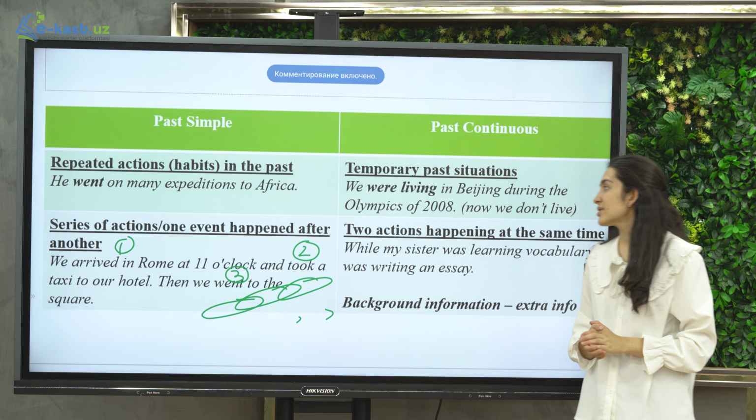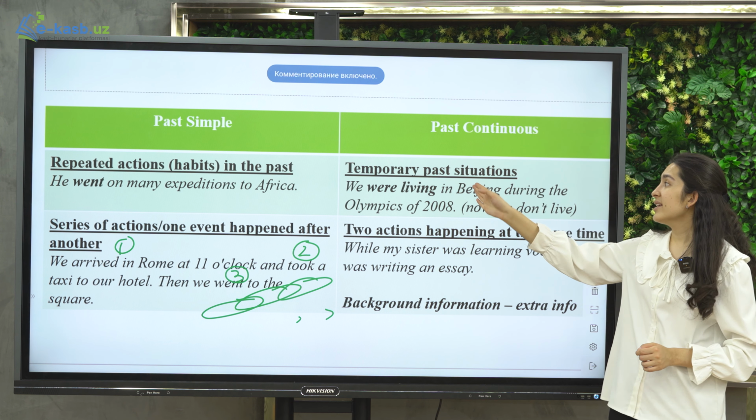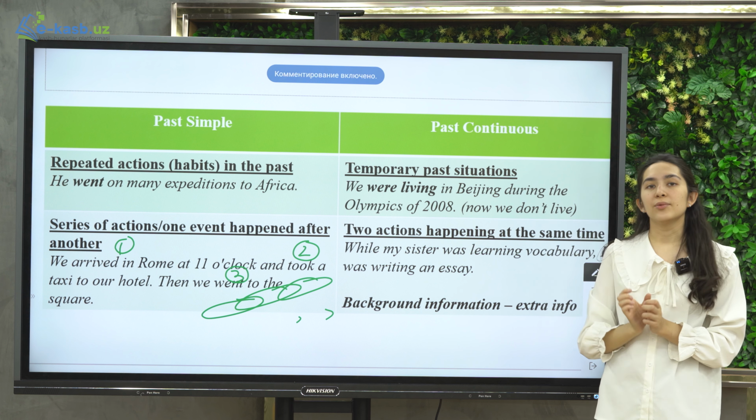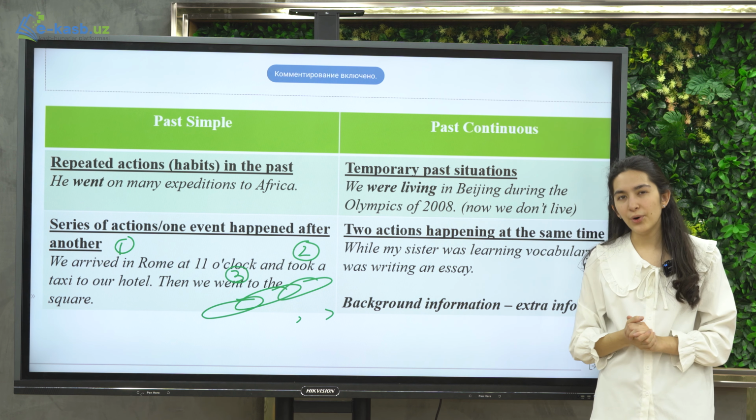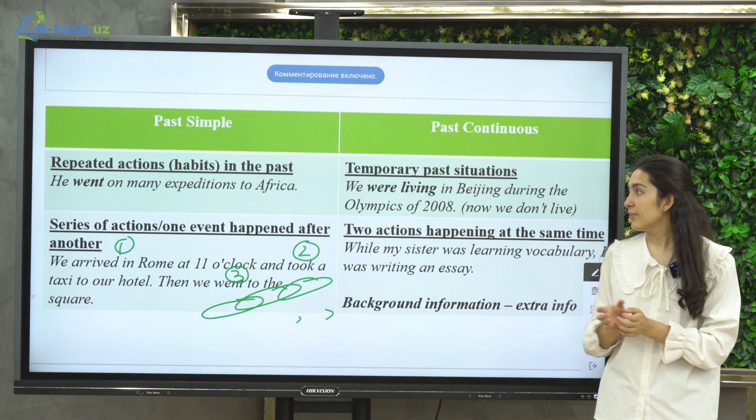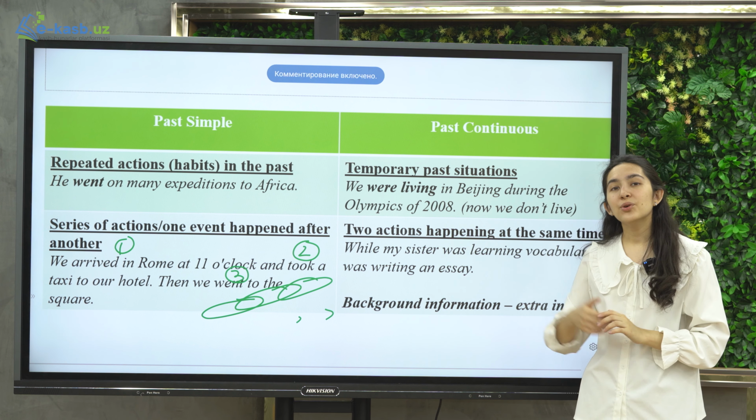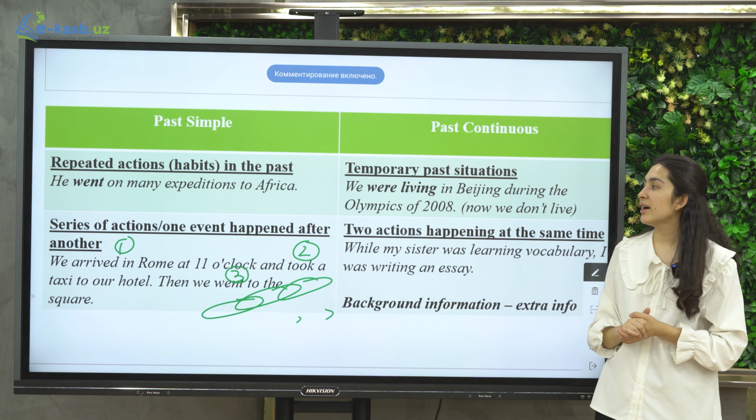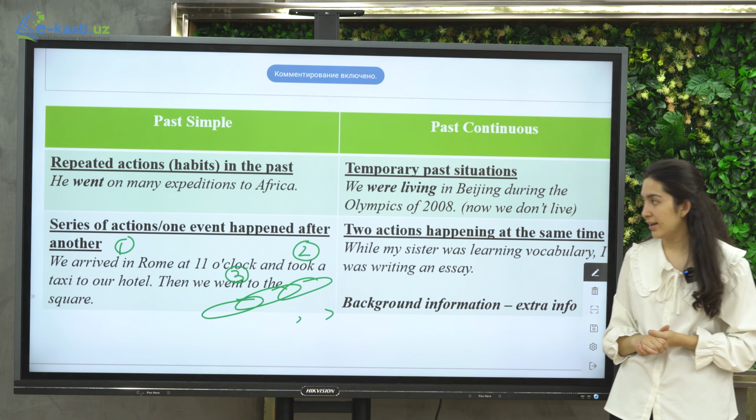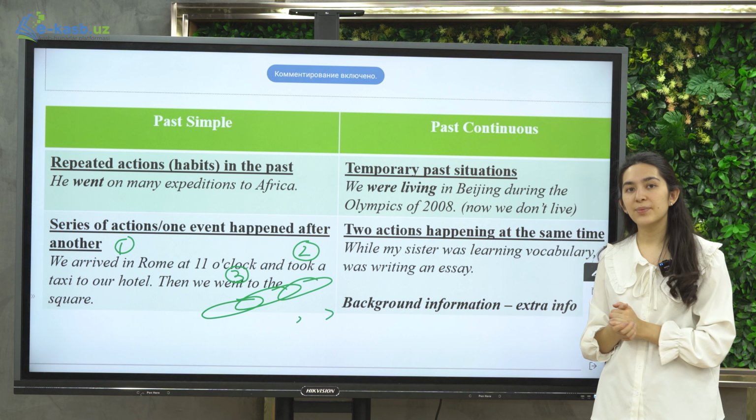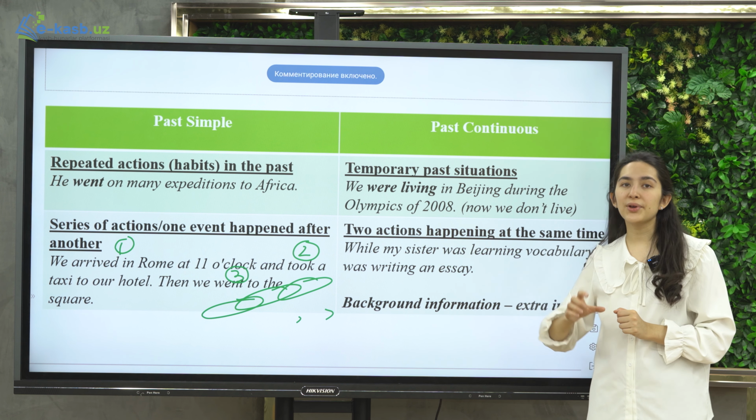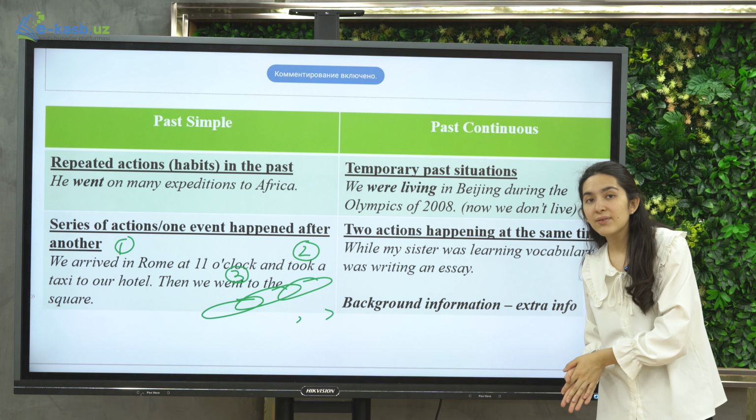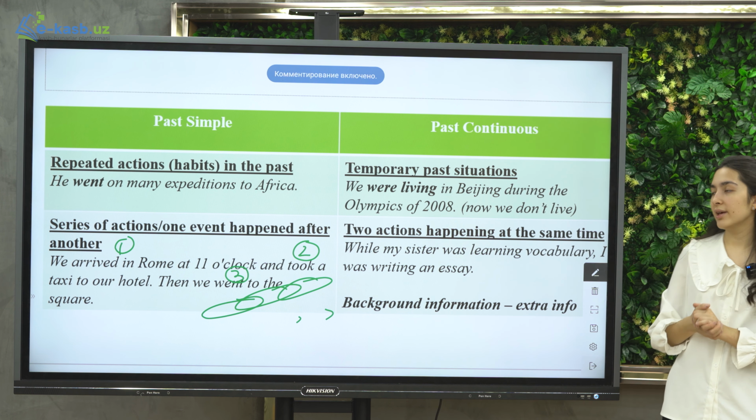But past continuous we use to talk about temporary past situations. So temporary means short time, okay? Not for a long time, permanent actions, but temporary. Temporary harakat degani u qisqacha davomlikka ega. Masalan, we were living in Beijing during the Olympics of 2008. So now we don't live there, but only during the Olympics, which were only 2 or 3 months, we were living there. But now we do not live there.